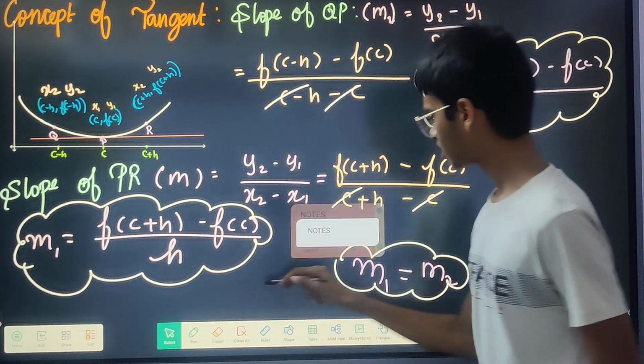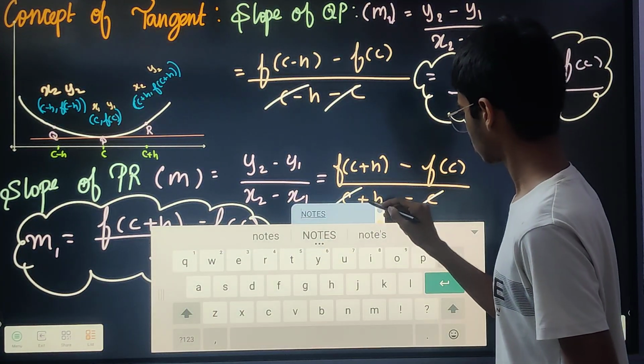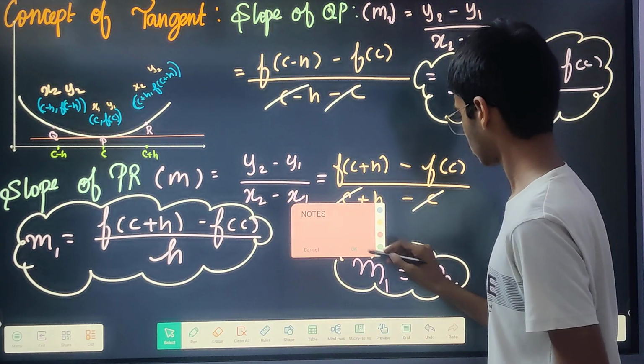This color is okay, right? Oh wait, what happened?